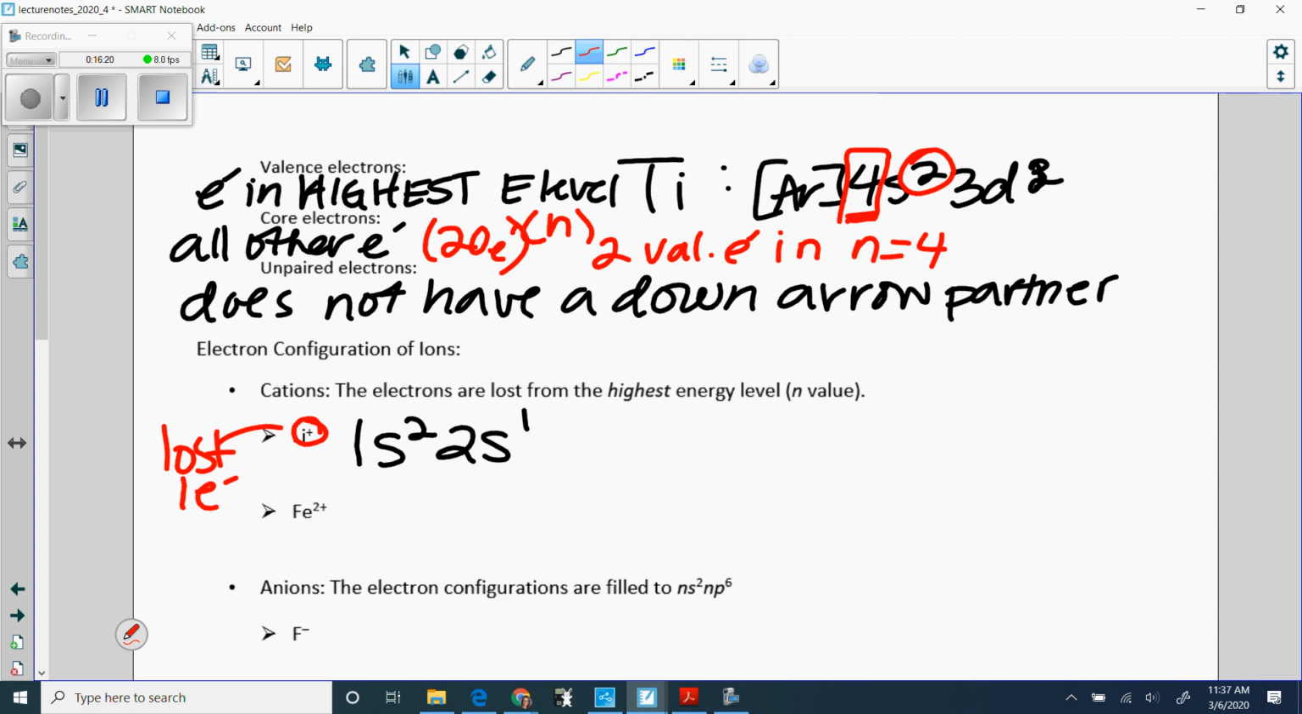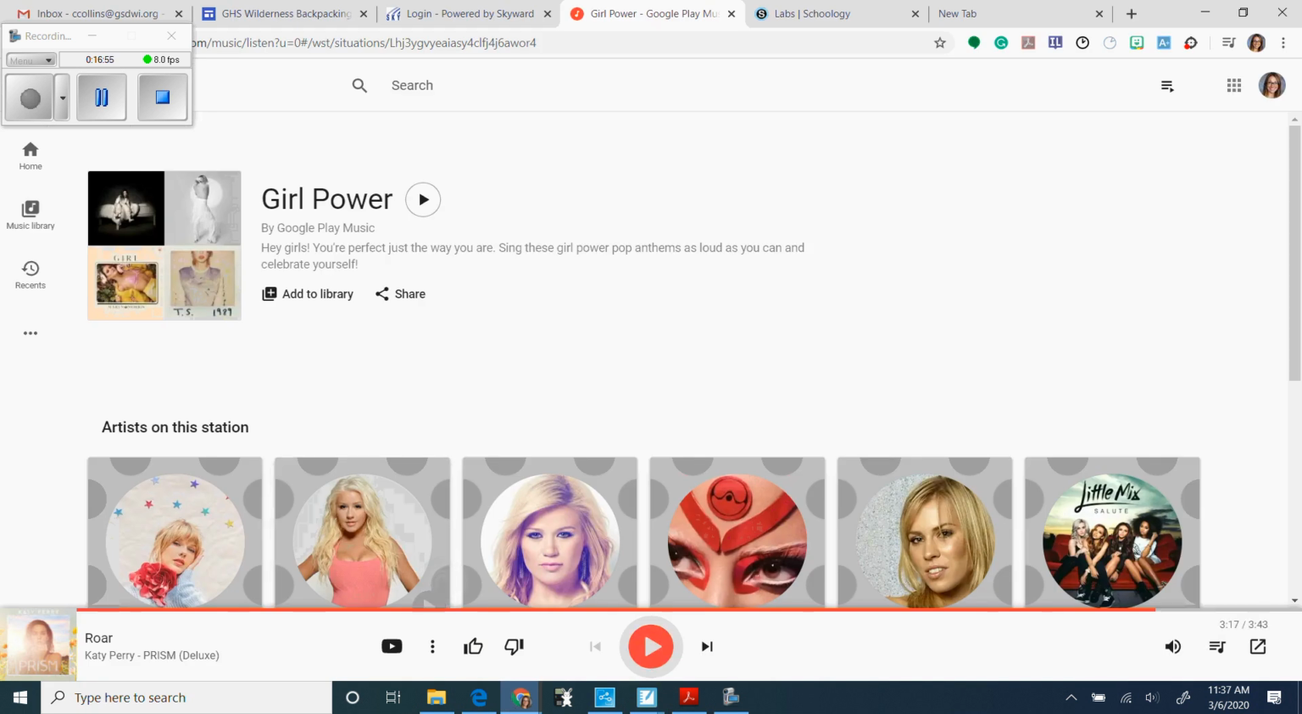The electrons are lost from the highest energy level. My highest energy level is 2, and I lost 1 electron. There only was 1 there, but I lost it. So the electron configuration for lithium 1+ is just 1s2. I don't need to write 2s0. Highest energy level, not the next in the pattern, the highest. Does everybody do Fe2+? See if we can do Fe2+. Ready, go.